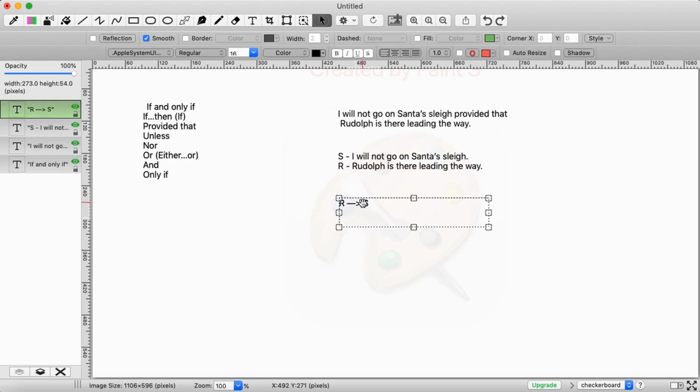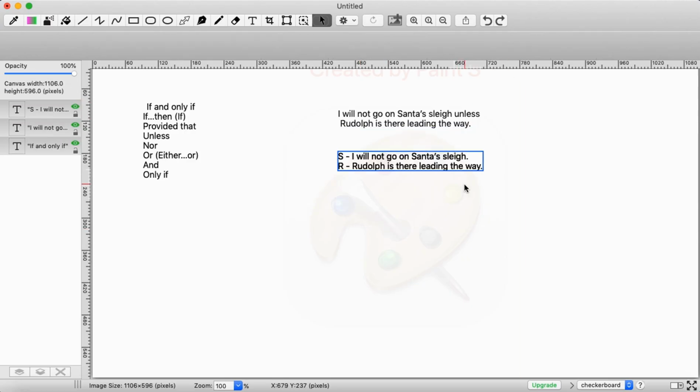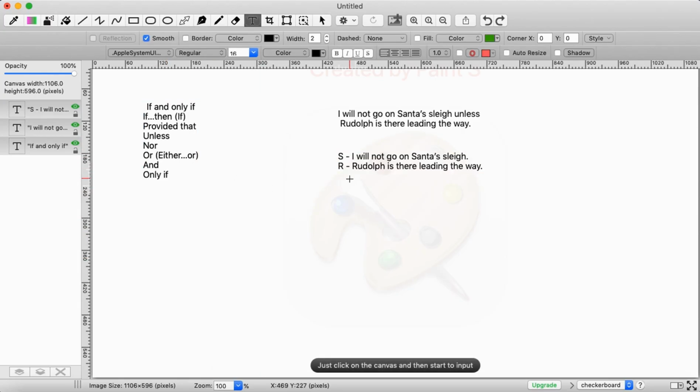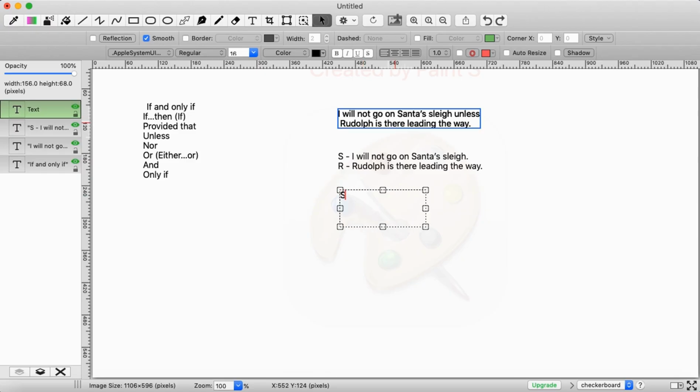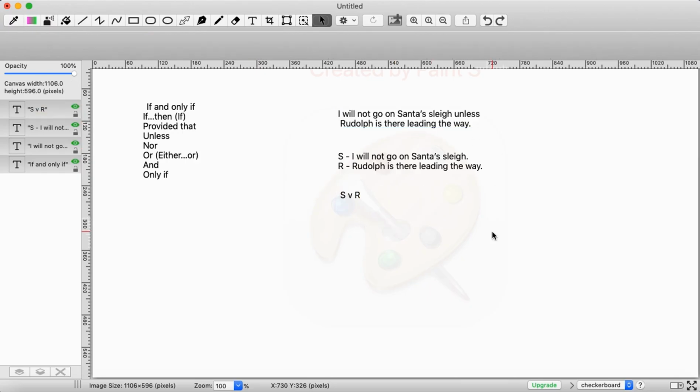Now let's go to unless. Unless is literally, I will not go on Santa's sleigh unless Rudolph is there leading the way. Unless just means, it's weird, but unless means or. Probably should have put or first. So I'm going to do two with one, actually. I'm going to say unless and or, okay? Or, you write it like this. So this is basically saying S, or is written with the V, S or R, okay?